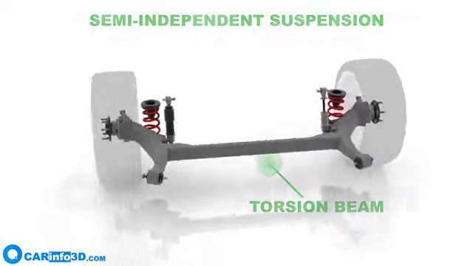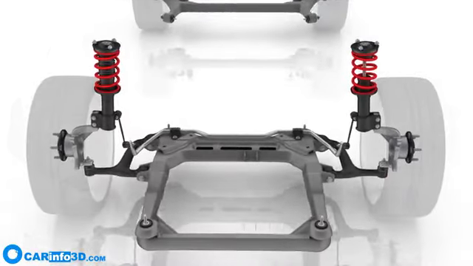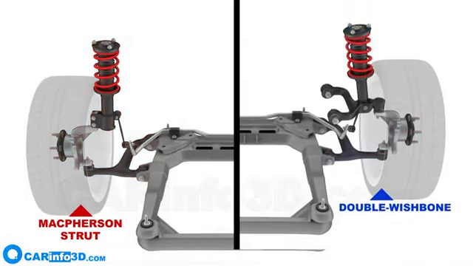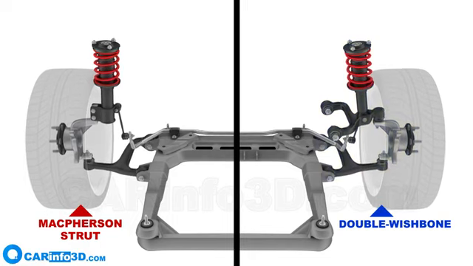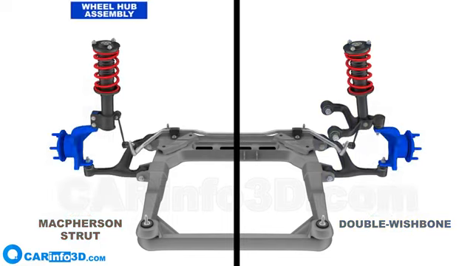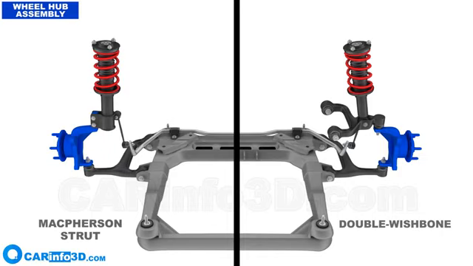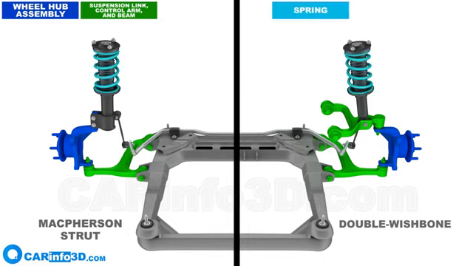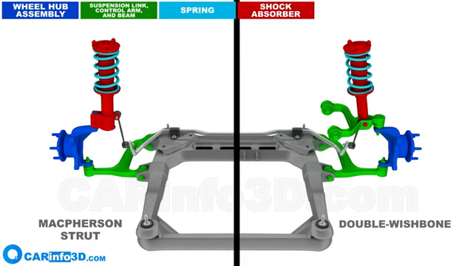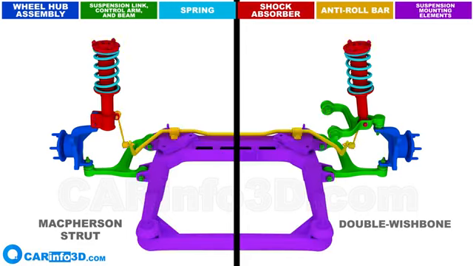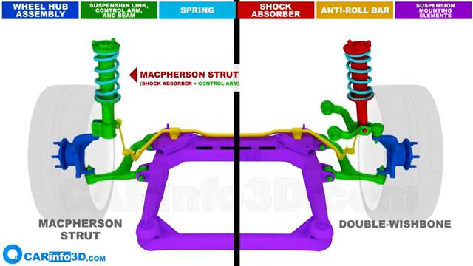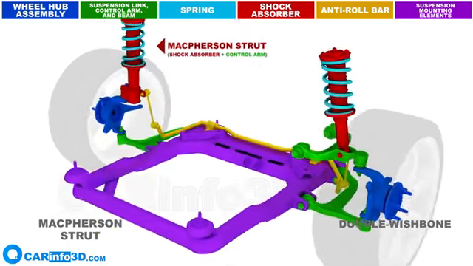Now, let's examine the structure of the front independent suspension using the example of the McPherson strut and the double wishbone suspension. These suspension systems include a wheel hub. In this instance, the hub is mounted on a steering knuckle. Suspension links, control arms, and beams. Springs, shock absorbers, an anti-roll bar. Suspension mounting elements. Note that one part can have more than one function. For example, the strut in the McPherson suspension system may serve as a shock absorber and a control arm.